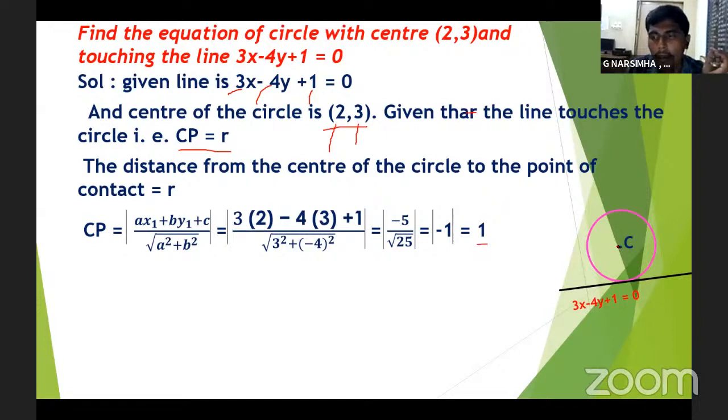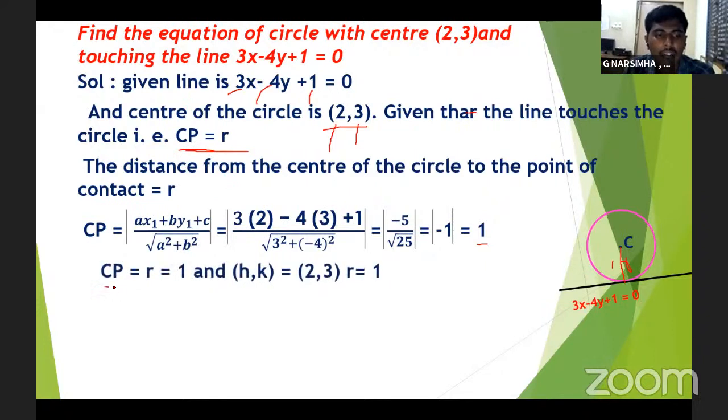CP is nothing but the perpendicular distance from the center of the circle to the line, that is 1. Also, we have discussed that the length of this line segment is the radius of the circle, that is CP is equal to R. Therefore, CP is equal to R is equal to 1. Therefore, the radius of the circle is 1. Already in the question, the center of the circle is given as (2, 3). Here most of our solution is completed. Our intention was finding the radius of the circle.